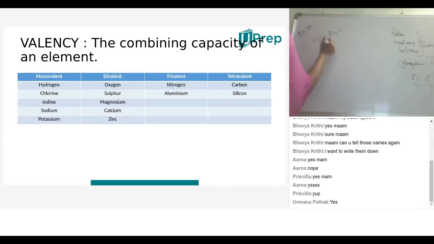Here n is equal to the number of the shell. Like if it is the first shell, you substitute 1 in place of n. So the first shell can accommodate 2. The second shell can accommodate 8. These are nothing but vacant places. Third shell, 18.